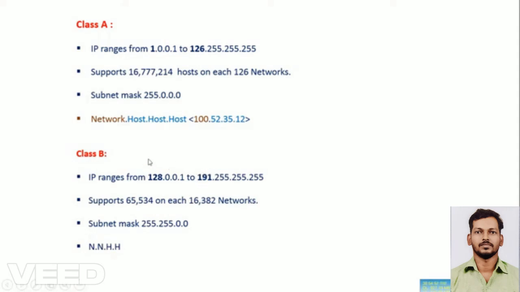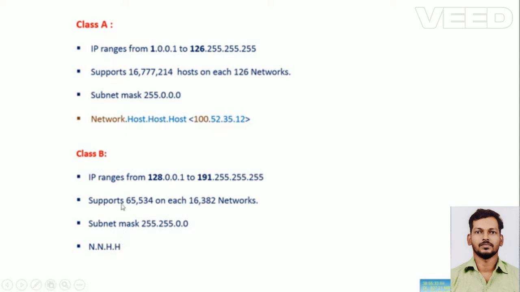The second is class B, in which if the first octet ranges from 128 to 191, it's a class B range. Here the IP range is 128.0.0.1 to 191.255.255.255. It supports 16,382 networks, and each network supports 65,534 hosts. The natural subnet mask used in class B is 255.255.0.0. So here the format is, the first two octets are the network portion, and the last two parts are the host portion.